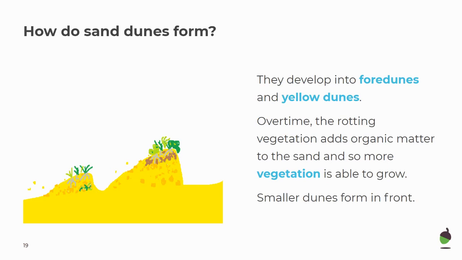They then develop into foredunes and yellow dunes. Over time, the rotting vegetation adds organic matter to the soil, and so more vegetation is able to grow. As you move further back through those sand dunes, you get more and more types of vegetation. Eventually, smaller dunes will form in front and the process will start again.